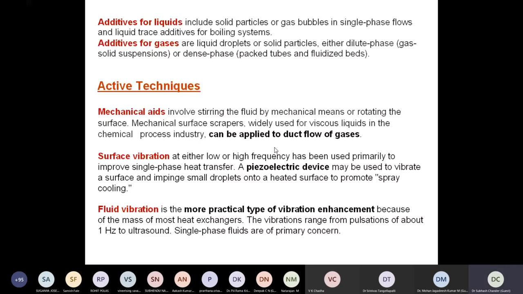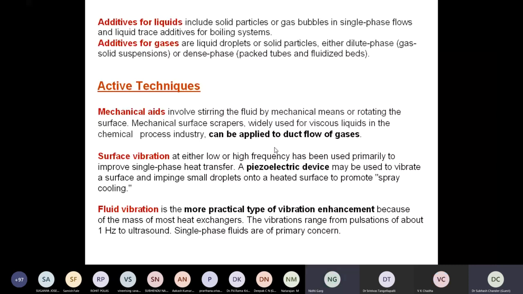So passive techniques, no doubt, are extensively used in many applications, right? Nowadays, heat transfer enhancement of plain surfaces is very rarely used, and people are trying to deploy some type of enhancement on the surface, right?